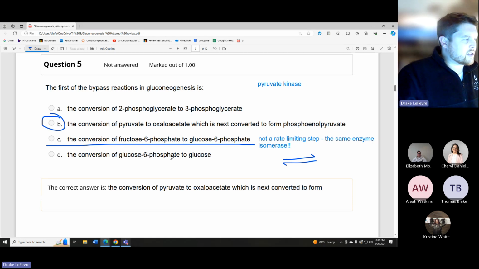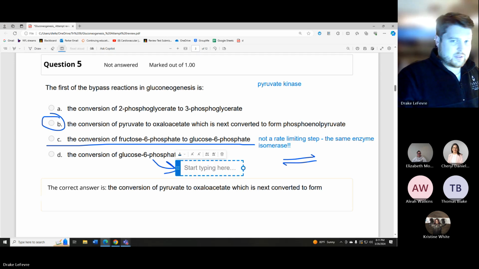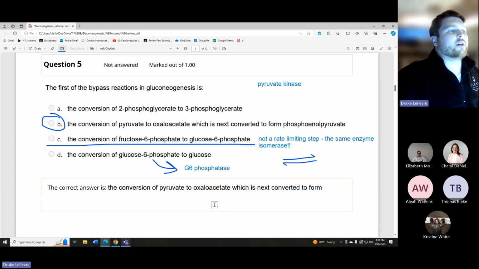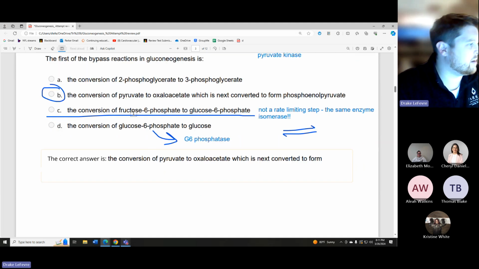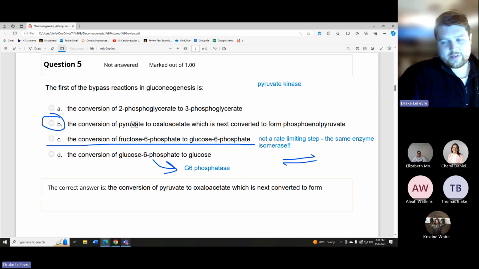The conversion of glucose 6-phosphate to glucose. What's the enzyme that does that? Because that is a rate-limiting step. That one's going to be the glucose 6-phosphatase. Good. I'm just going to keep drilling these into you guys, because repetition over and over and over again will help you remember it way, way easier. Okay. Any questions? If not, moving on.